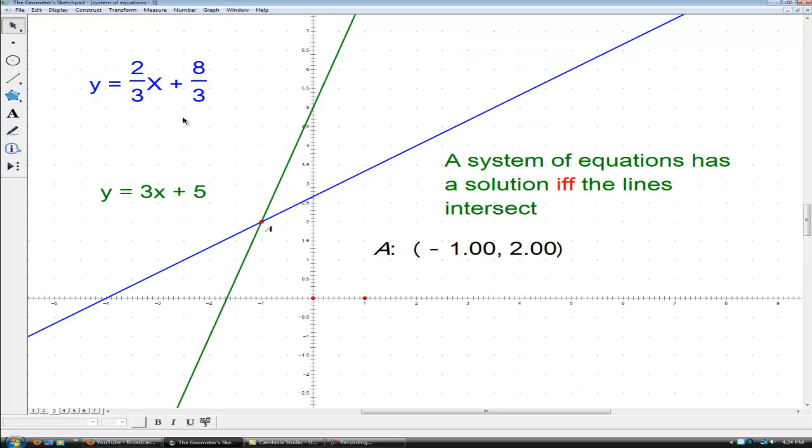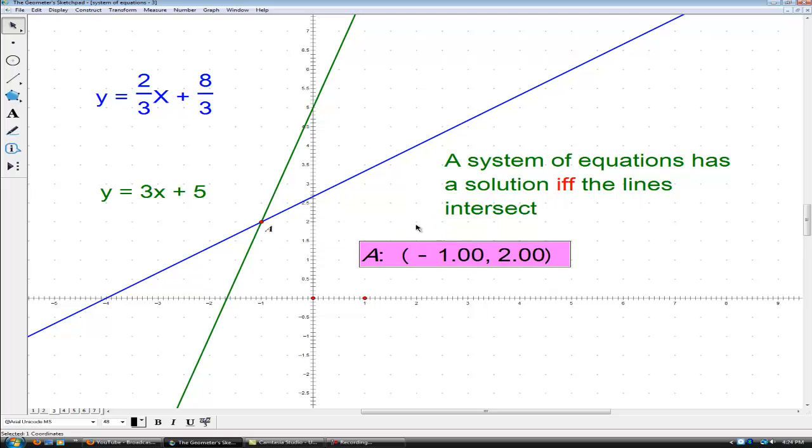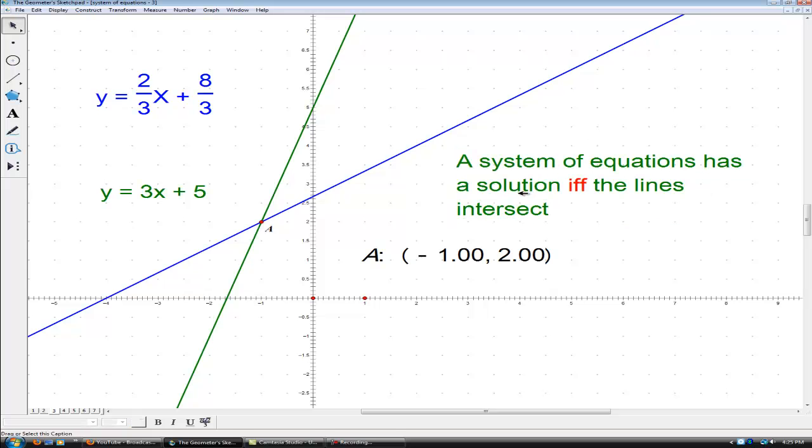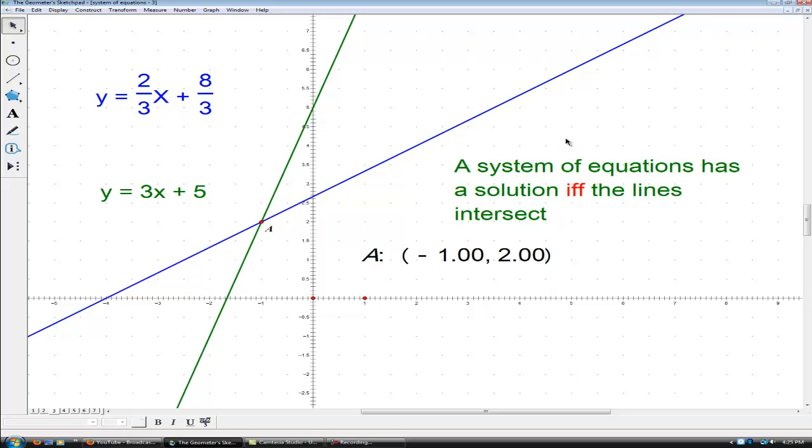Let's look at the graph of this problem. If there was any confusion about the importance of the slope-intercept form, we can see that the blue line has a slope of 2/3 and a y-intercept of 8/3. The green line has a slope of 3 and a y-intercept of 5. And here is our solution, which is the intersection of those two lines at -1 for x. You can see the x value is -1 for this point, and a y value of 2. And here's a biconditional statement to summarize this type of system of equations. A system of equations has a solution if and only if the lines intersect.